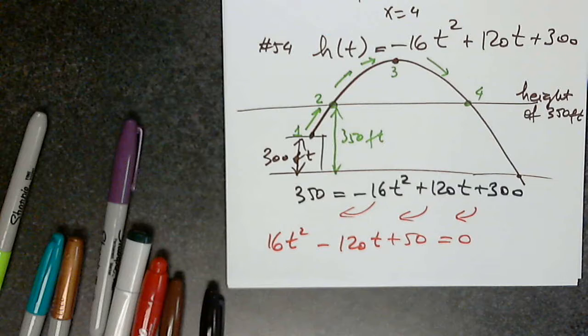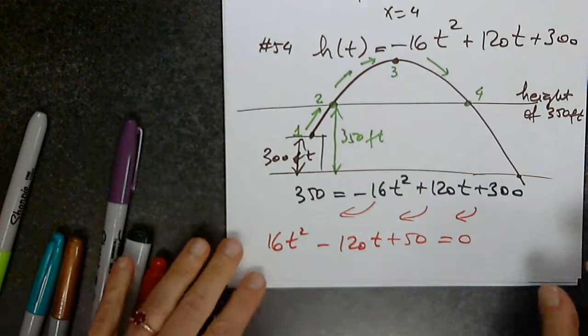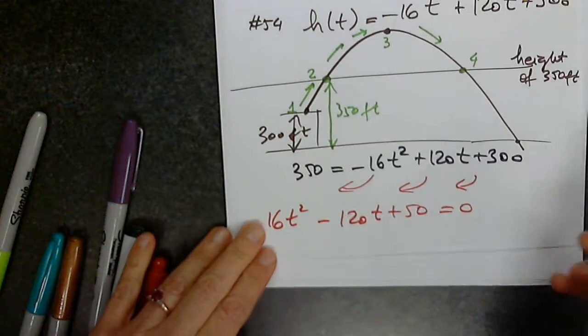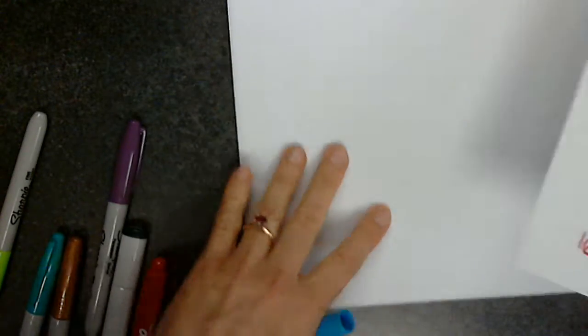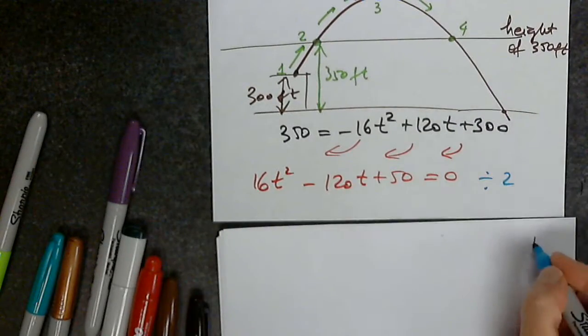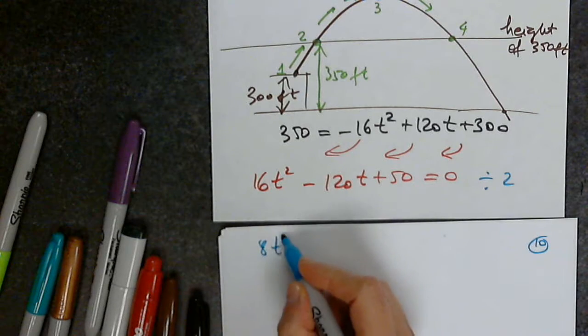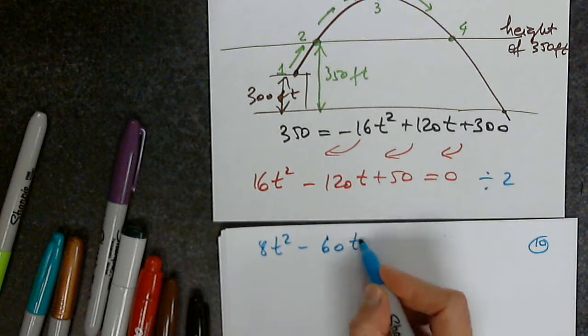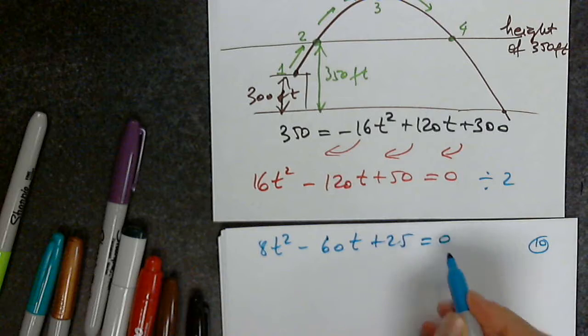Then I noticed something. Always remember, factor, simplify, factor, simplify. It's not factorable. But I can simplify the equation. What will I divide both sides by to simplify it? Smaller, exactly. The smaller the numbers, the better. So then I have 8t squared minus 60t plus 25 equals 0.